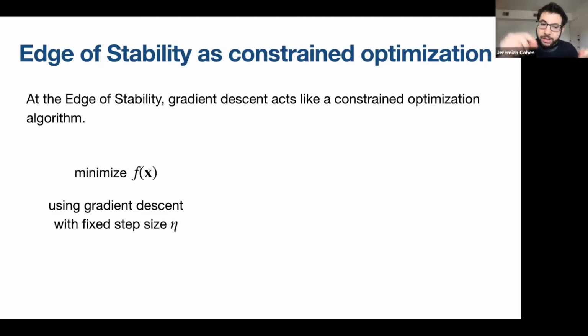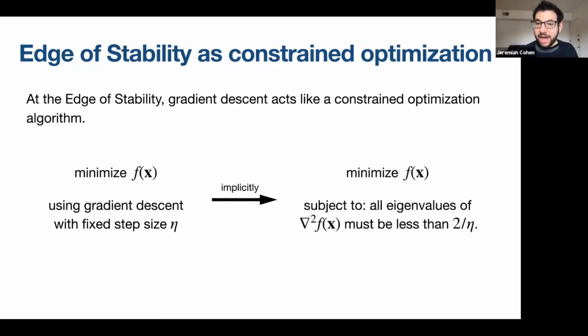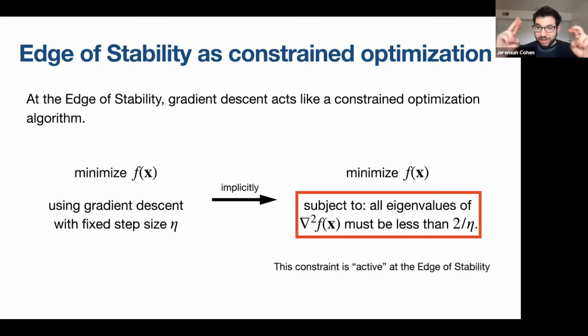We say explicitly: minimize f of x using gradient descent with a fixed step size eta. But what that implicitly gets executed as is: minimize f of x subject to the constraint that all the eigenvalues of the Hessian must be less than 2 over eta. So it's an implicit constraint. Gradient descent is implicitly acting like a constrained optimization algorithm. And you can think of the constraint as active at the edge of stability. The dynamics of the optimization algorithm implicitly enforce this constraint on the sharpness, which is constantly active, because if we relax the constraint, it gets violated.